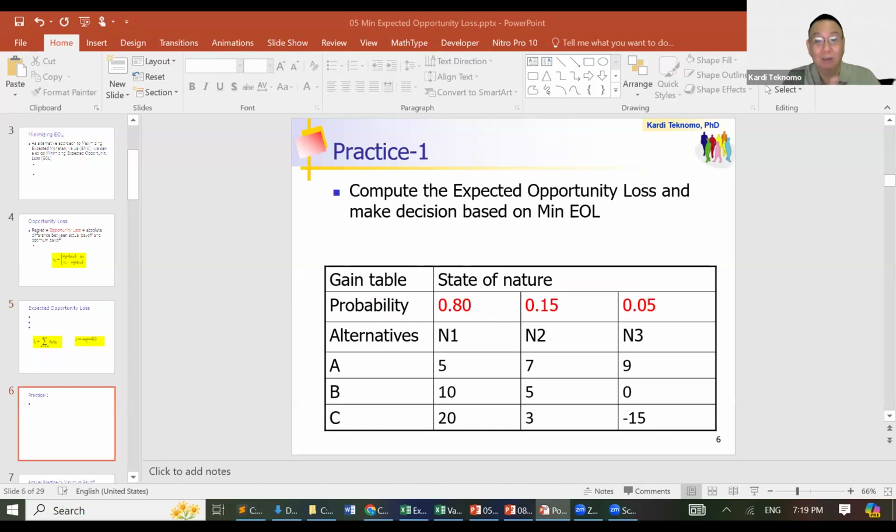This is the example that we used in decision under uncertainty. I hope you still remember. The only difference is now we have probability information. So instead of equal, I use N1 is 80%, N2 is 15%, and N3 is 5%. Look at this, the sum must be 1. This is the result.